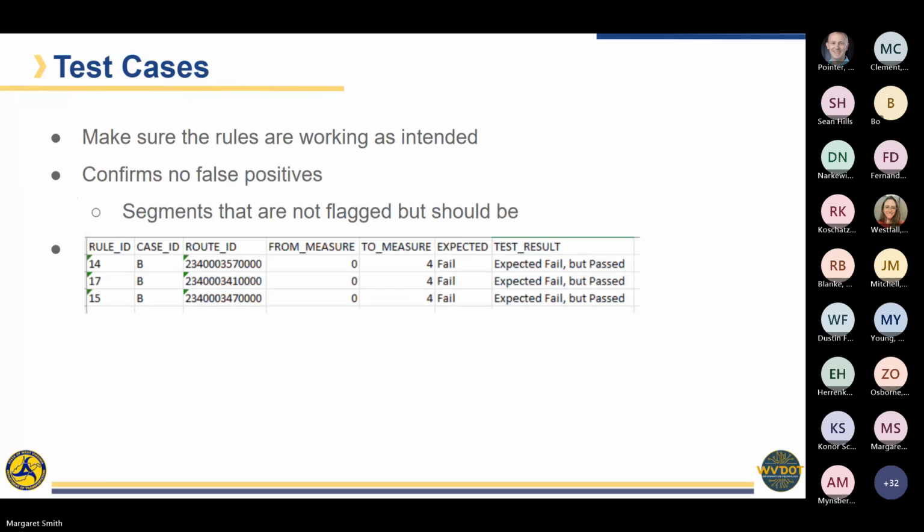So again, we want to make sure that our rules are working as we intend, and this section here would be an example of when we had a false positive. Now this could be anything to do with our test cases being a little off or our validation being a little off. And from there we can go in and figure out what exactly is going on.